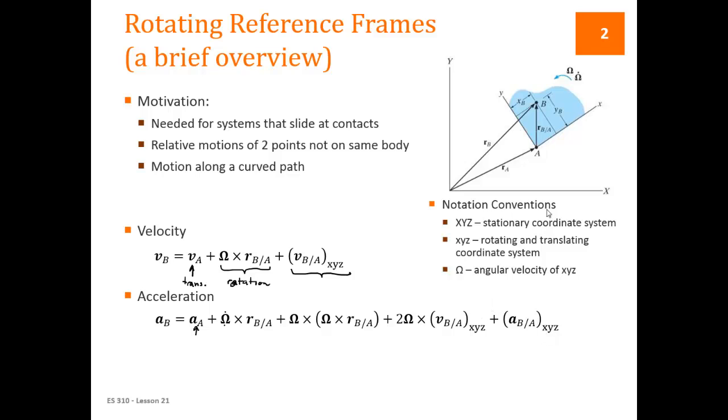Definitions and notation conventions: the capital X, capital Y, capital Z coordinate system is the stationary coordinate system fixed at some origin. The little x, y, z coordinate system is the one that is rotating and translating. And omega, capital omega, is the angular velocity of that rotation.